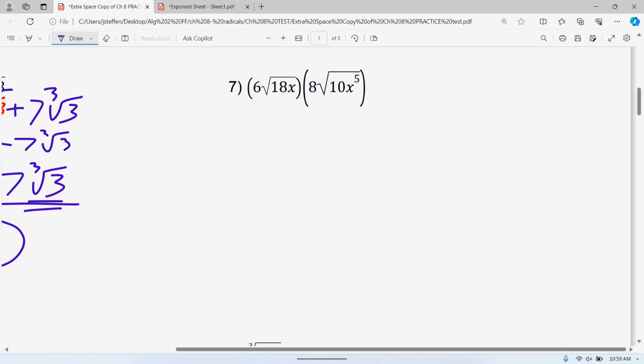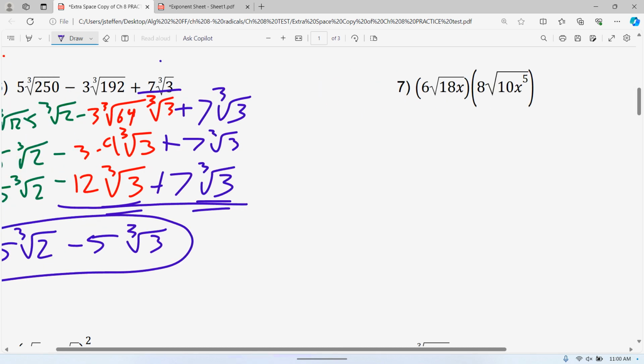Now, number 7, please realize this is a multiplication problem. This is one that there's 2 different ways to do it. You can reduce your radicals first. So this 18 you could reduce first. The x to the 5th you could reduce first and then combine them. But I do not like that method. I highly recommend just multiplying them together first and then figuring it out.